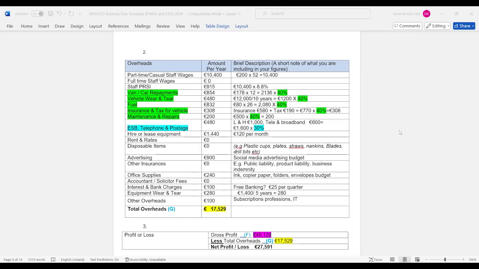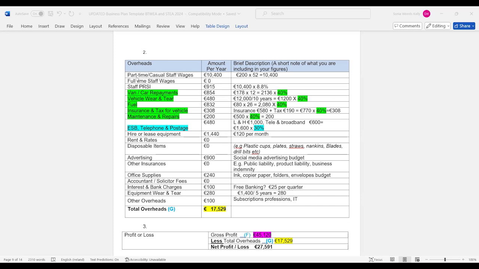The next part of the finance section requires you to estimate or predict your business overheads for the year. Now, just to clarify, overheads is just another word for your expenses, your business expenses, or your business costs. So you need to go down through each item here, each expense item here. And if it's a case that the expense or the cost is not going to be relevant to you, just make sure you put in a zero. Don't leave a blank space.